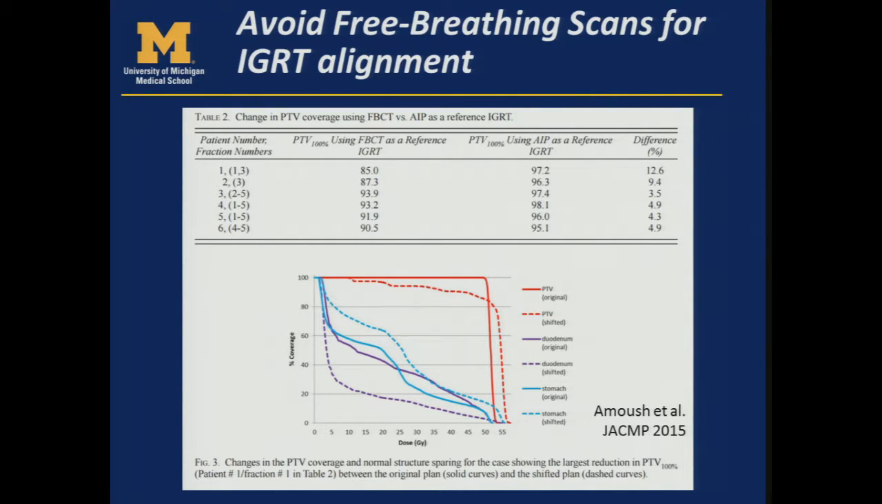So hopefully if you're using motion management, you are planning off of, say, an average scan from 4D CT, or you're planning off a breath hold scan. Any scan that's just free breathing with an unspecified breath hold on the machine should really not be used for IGRT, and this is just an example showing using the average intensity projection as the reference for IGRT. You keep your PTV coverage well above 95%, but switching over to a free breathing scan, it could be all over the map.